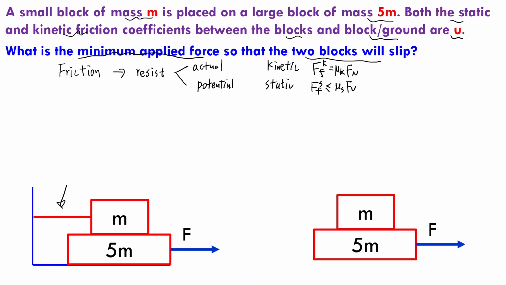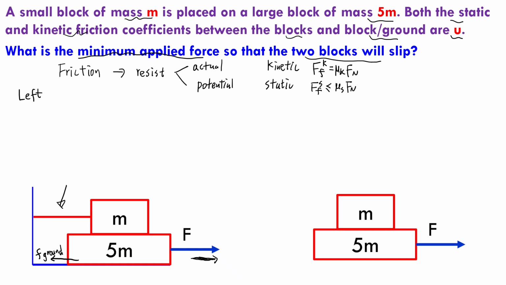Alright, let's look at the left one, which is easier. So if there's a force F pulling to the right, then this lower block has a tendency to move to the right. So there is a relative motion to the right. Then what's going to happen? The ground wants to provide a friction that resists this motion, and this is the friction from the ground.